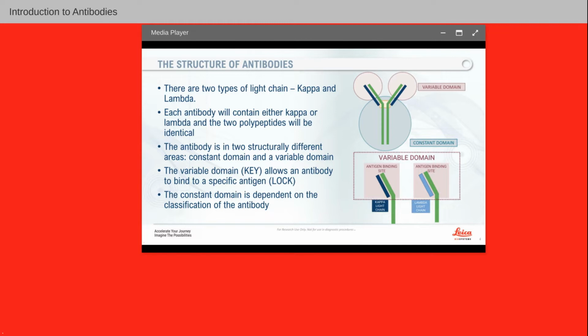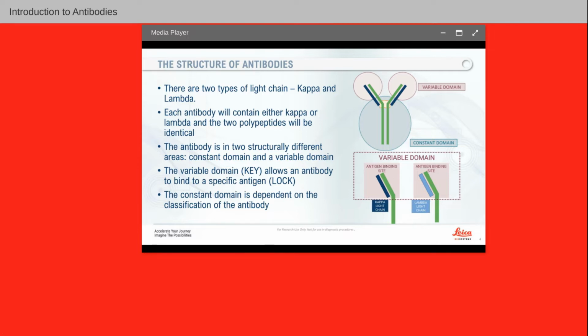The variable domain is so called due to the variations or differences in the sequence of the first 110 amino acids in the heavy and light chains. This is the area of the antibody that can detect and bind to its specific antigen. The variability of the amino acids allows the antibody to be generated against the specific protein.